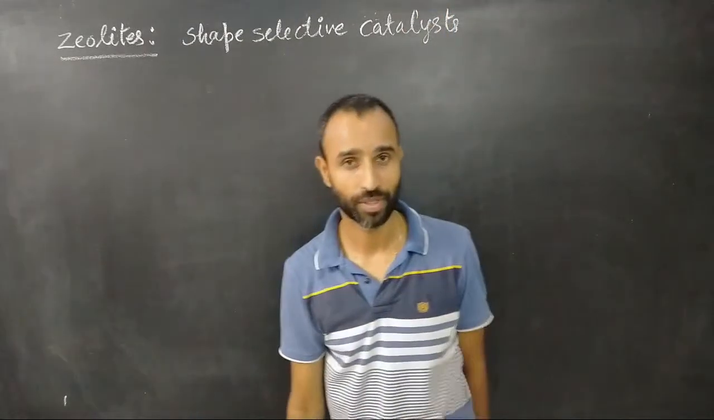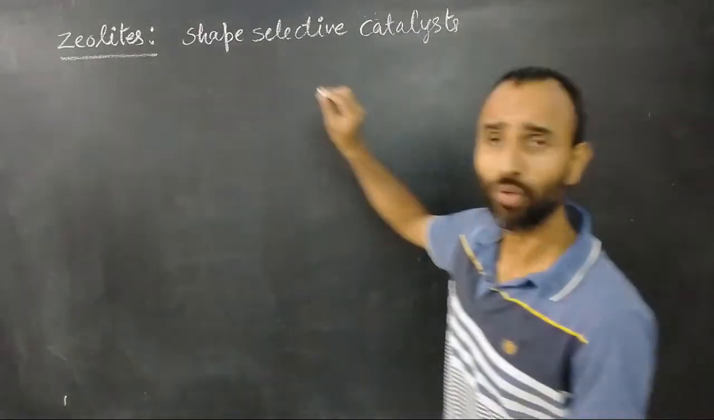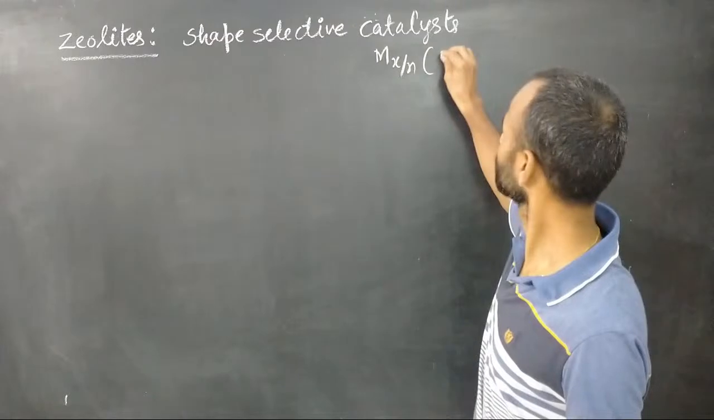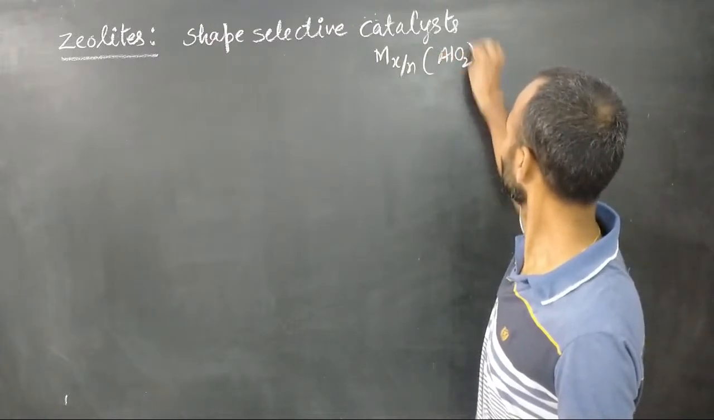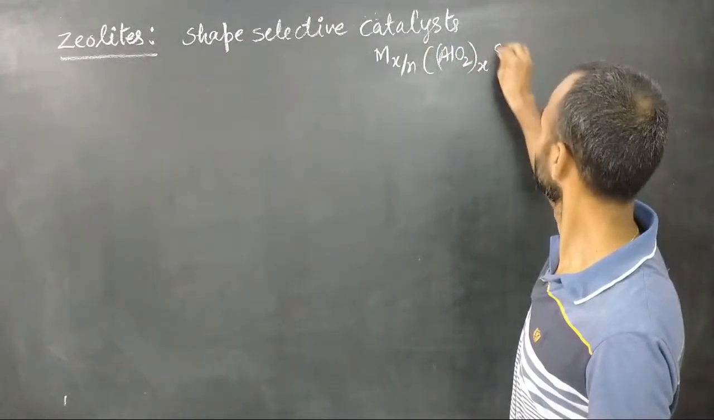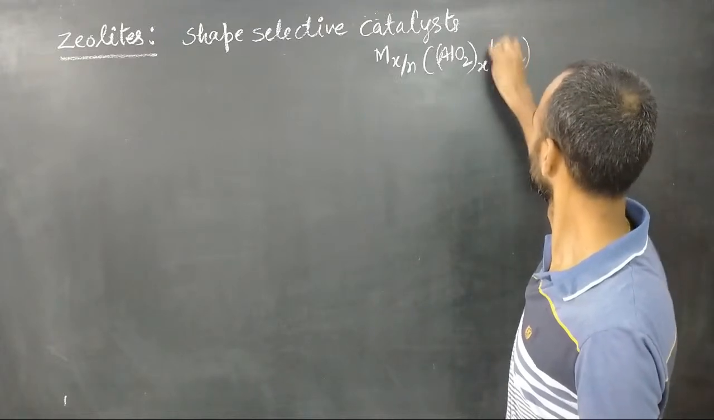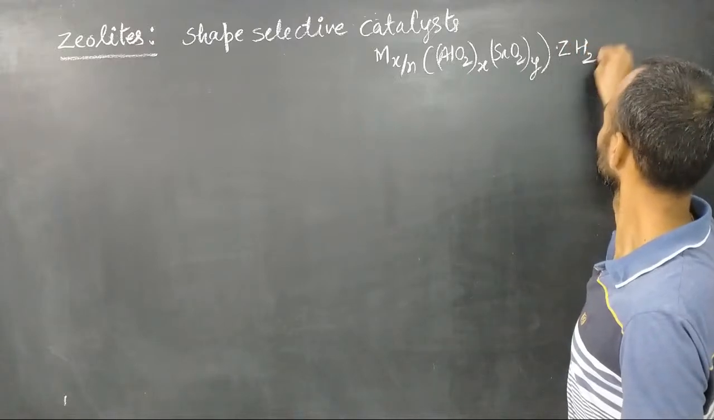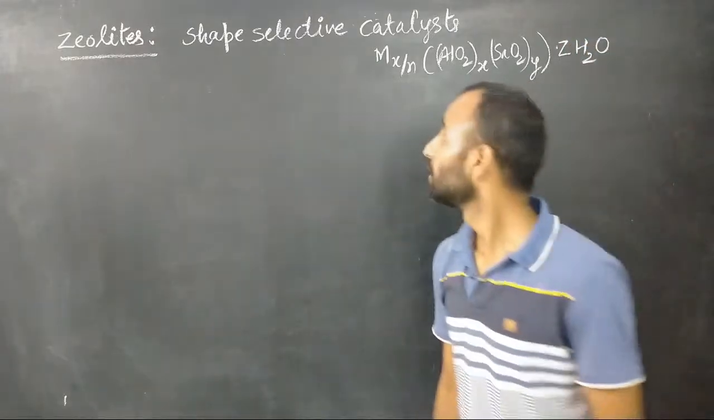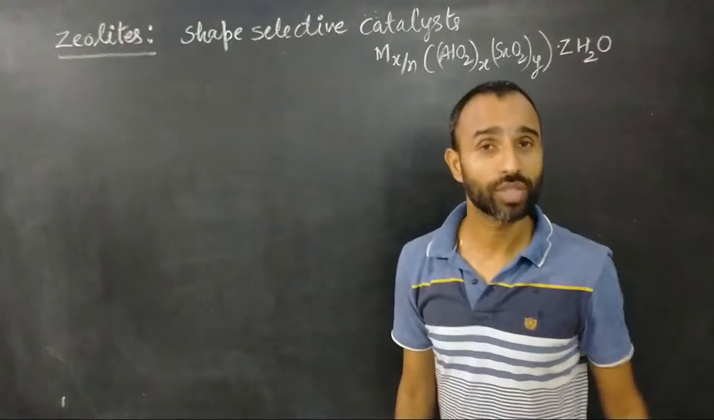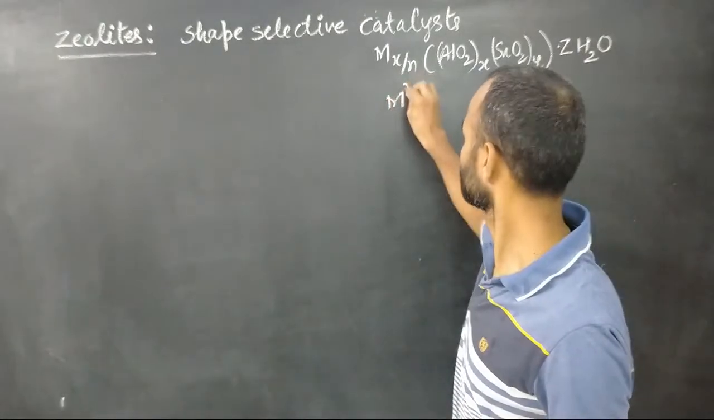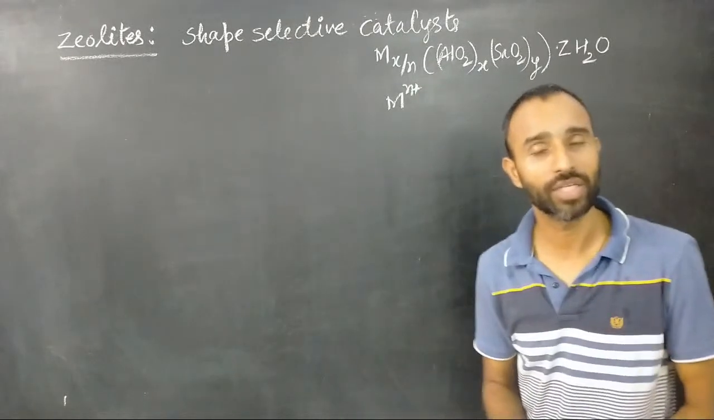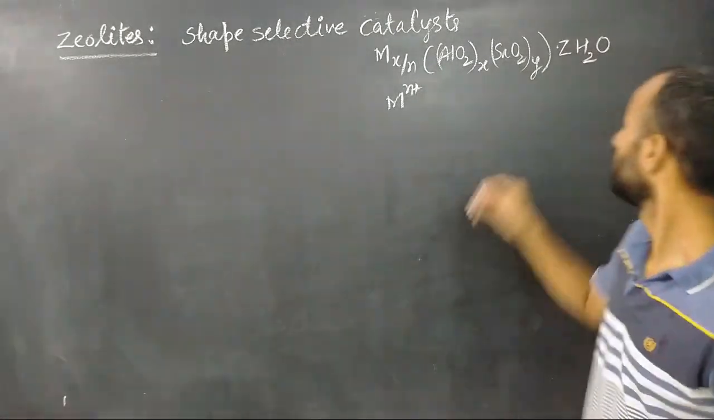catalysts, and its general formula is actually M^n+ AlO2 x SiO2 y ZH2O. Here n is charge on the metal ion.